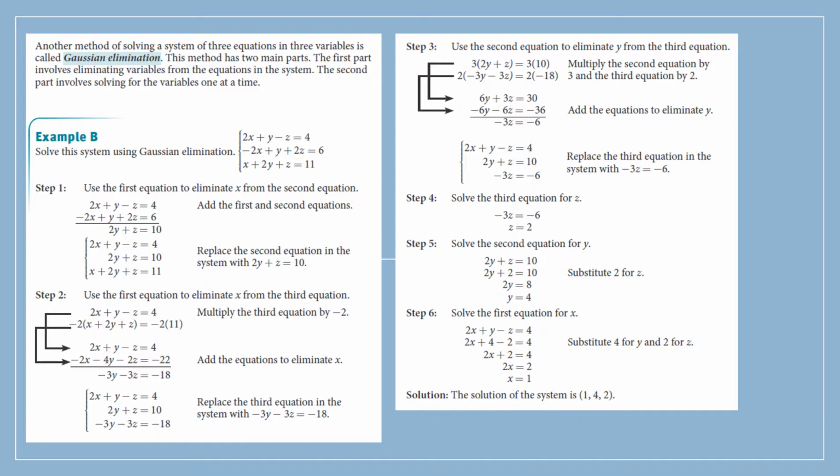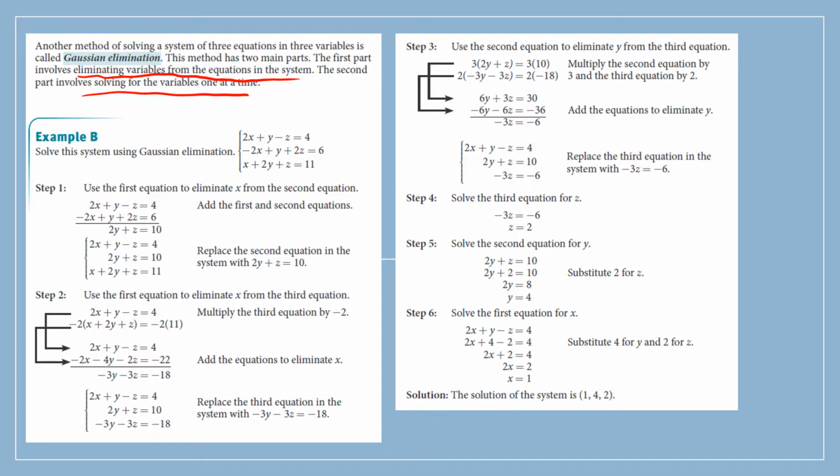So that's another method. And this method has 2 main parts, okay? And they're going to break it down for us. And you just got to watch it and try it more than one time before you'll understand this page. But the first part involves eliminating variables from the equations in the system. And the second part involves solving for the variables one at a time. So instead of substitution, we're going to do elimination. So here's how they do it.